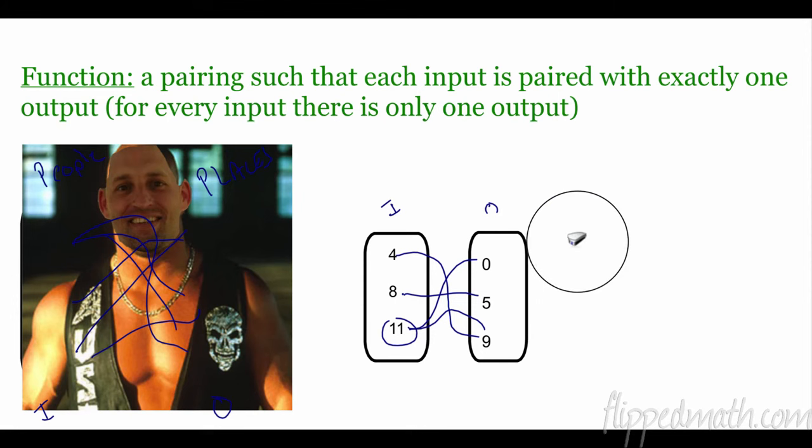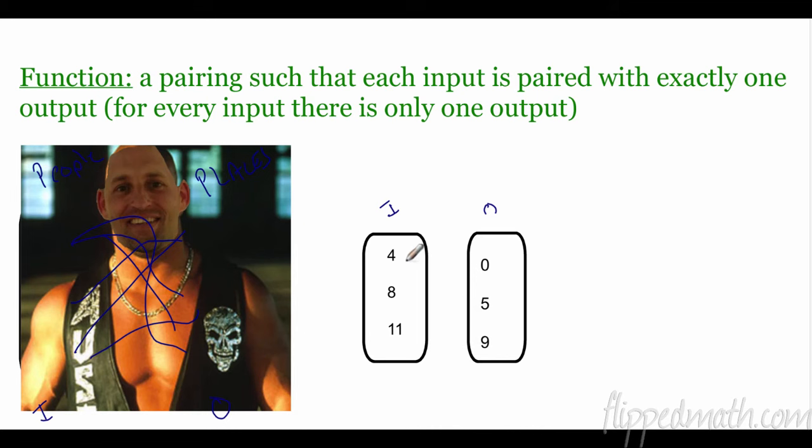Let's take a look at another one. Is this possible? Can 4 go to 0, 5, and 9? Well, no, that's not possible. Again, because one input cannot go to three different outputs. That one was easy. All right, but now the hardest one.